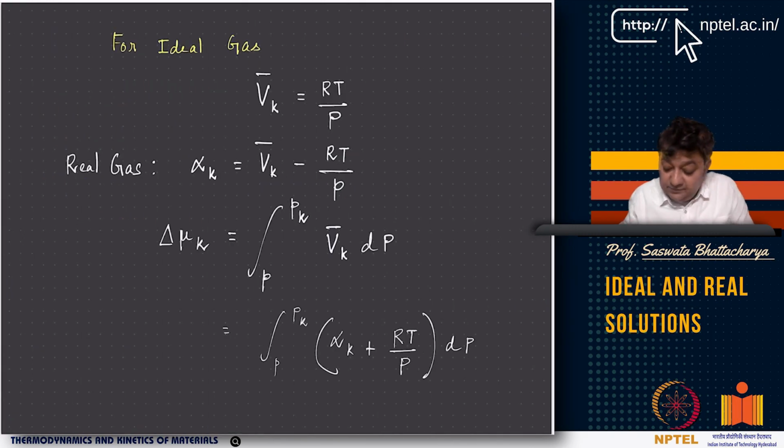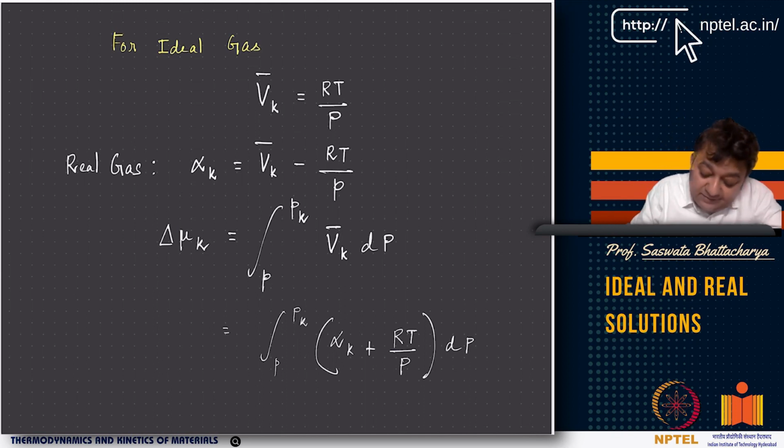Okay, so now this is for an ideal gas, right? Vk bar equals RT by P. Now in a real gas, Vk bar is not equal to RT by P. There is a difference, which is called alpha k, which is Vk bar minus RT by P.